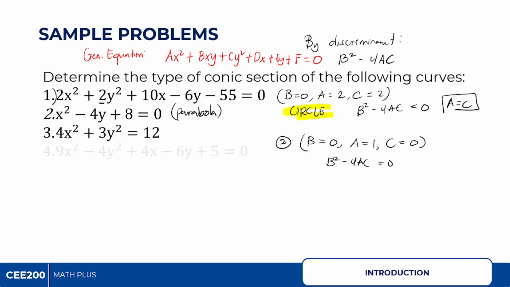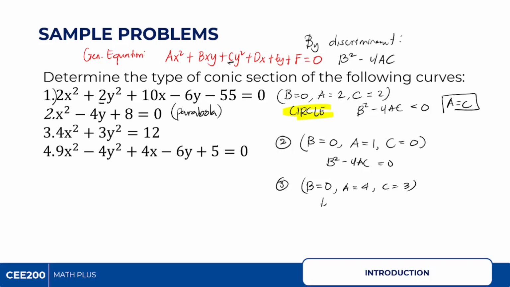Okay. Then, how about number 3? Okay, number 3. Check natin. Yung B, anong yung B nito? Zero. Zero din. Okay. How about yung A? 4. How about yung C? 3. Ayan, 3. C oh.